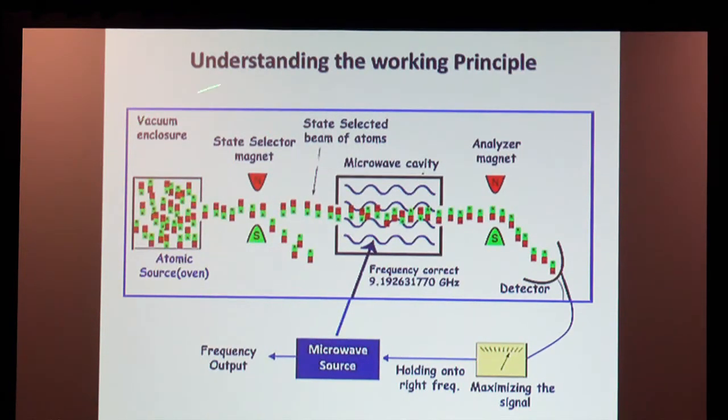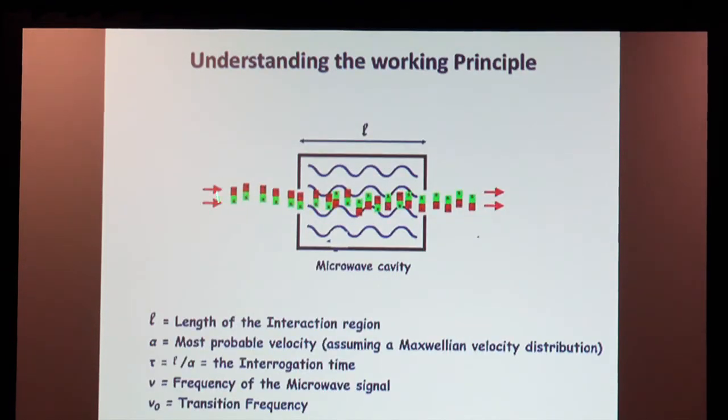For instance, you have to have the whole thing under high vacuum. You have to shield this from external magnetic fields and lots of other things. And another thing that we have to see is this. You have a stream of atoms going through the microwave cavity, and these atoms are thermal atoms. They're moving at a few hundred meters per second through this length. If L is the length of this interaction region and alpha is the most probable velocity, then the time the atoms spend in the microwaves is tau equals L by alpha. That's the time the atoms see the microwaves.